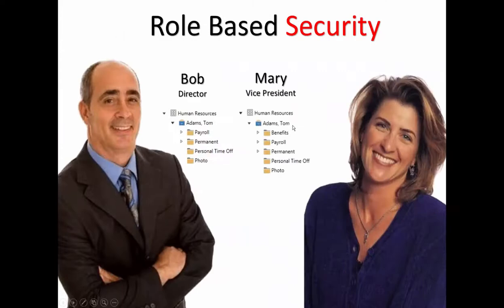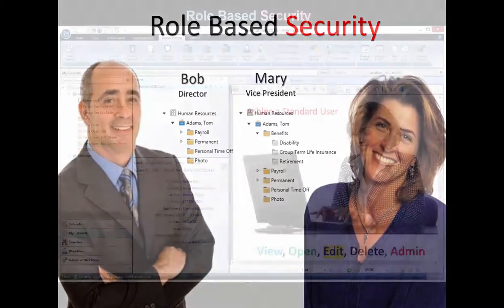So side by side, Bob and Mary see the same cabinet. They see the same drawer. They see the same folder structure, except Mary has access to the benefits folder and the sensitive information in there, and Bob doesn't even know it exists.